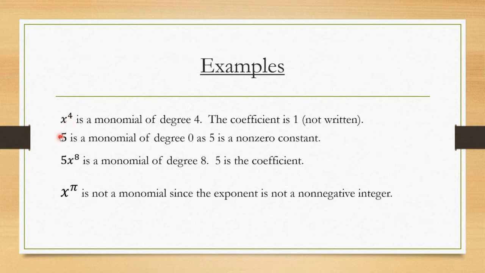This coefficient here, it's not written, but it's understood to be 1. Remember, it's just like with exponents. When the exponent is 1, we don't write it. It's the same idea. So if you have a variable here and you don't see the coefficient, then it's understood to be 1. So this is, again, degree 4. 5 alone, that's a monomial. Now 5 is non-zero, so its degree is 0. So we have a monomial there of degree 0.